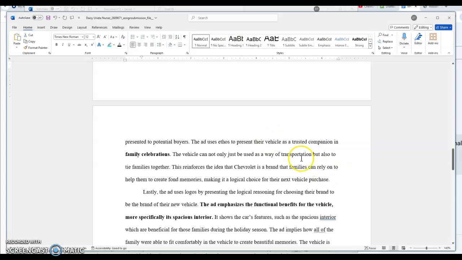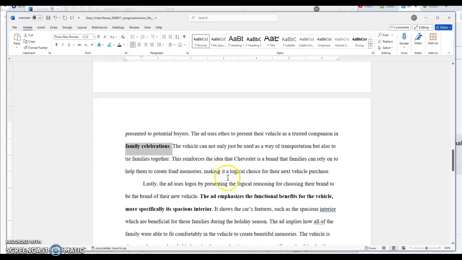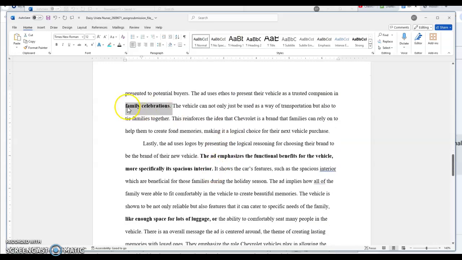So, present a vehicle as a trusted companion in family celebrations, but very little of the ad is spent in celebration or at home doing Christmas things. The bulk of it is touring downtown and talking about the grandmother's past, but not just downtown. It goes to a bunch of places.